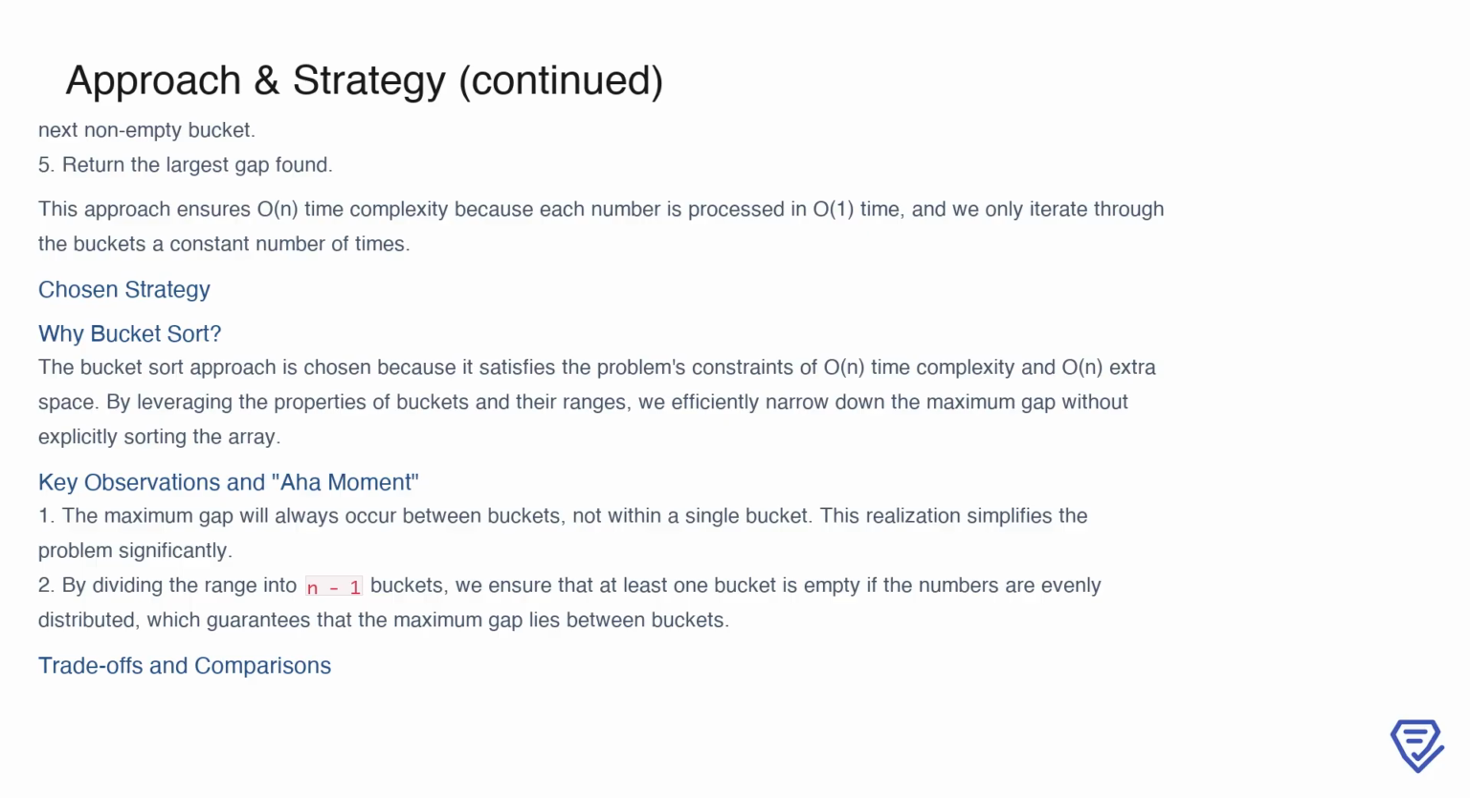One of the key insights in this strategy is recognizing that the largest gap will always occur between buckets, not within a single bucket. By dividing the range into n-1 buckets, we ensure that at least one bucket will remain empty if the numbers are evenly distributed. This guarantees that the largest gap lies between buckets, simplifying the problem further.